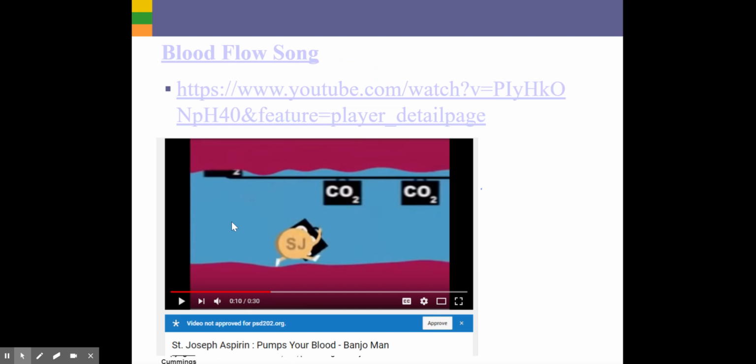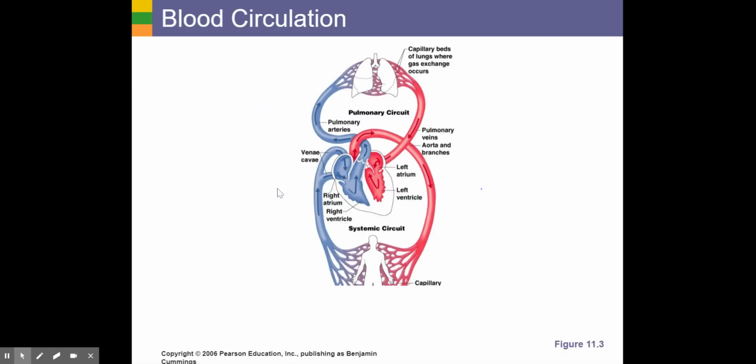So we're going to take a little bit of a look. I'm going to post this song so you guys can see it. It talks a little bit of the pathway that blood takes in the body, but it does help you a little bit. I posted a couple different things as well that hopefully will help you guys out with those. So we should be able to see those, okay?